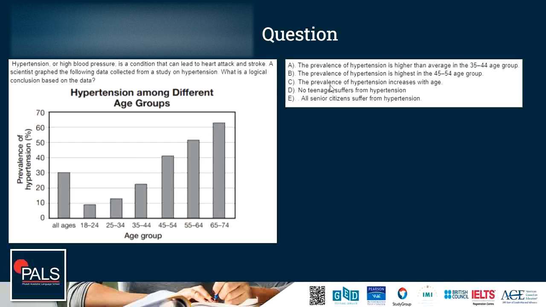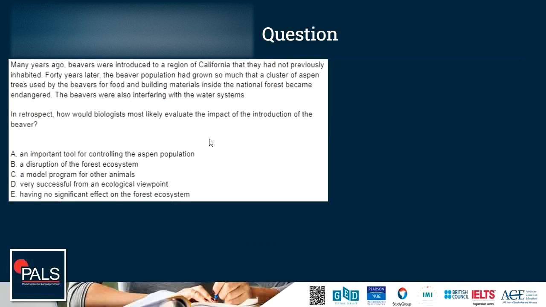So that means that the prevalence of hypertension increases with age, and that is definitely true. And we can see for each age group, the percentage of people who suffer from hypertension increases. So the correct answer here is C.